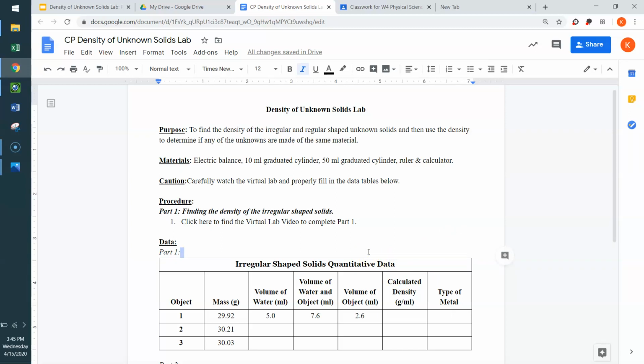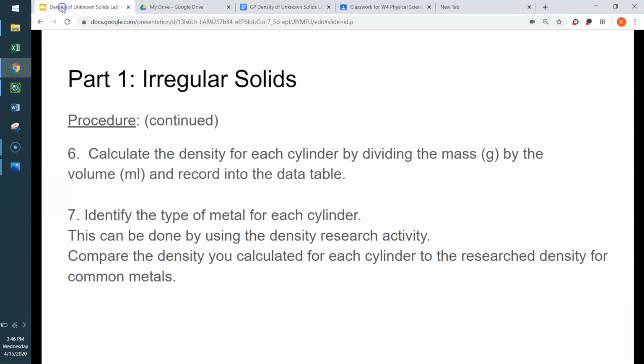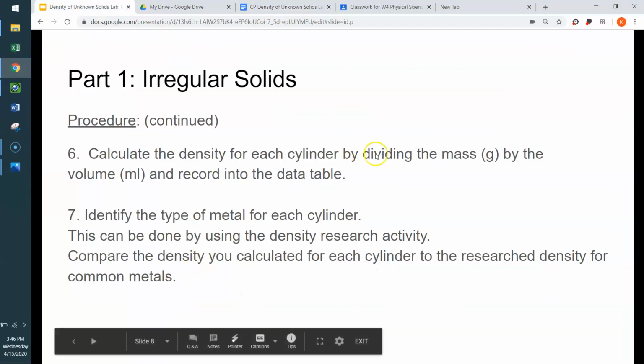Next class, we'll be going through part 2, where you'll be finding the mass, volume, and density for the 3 regularly shaped objects that were shown in the very beginning of this lab.